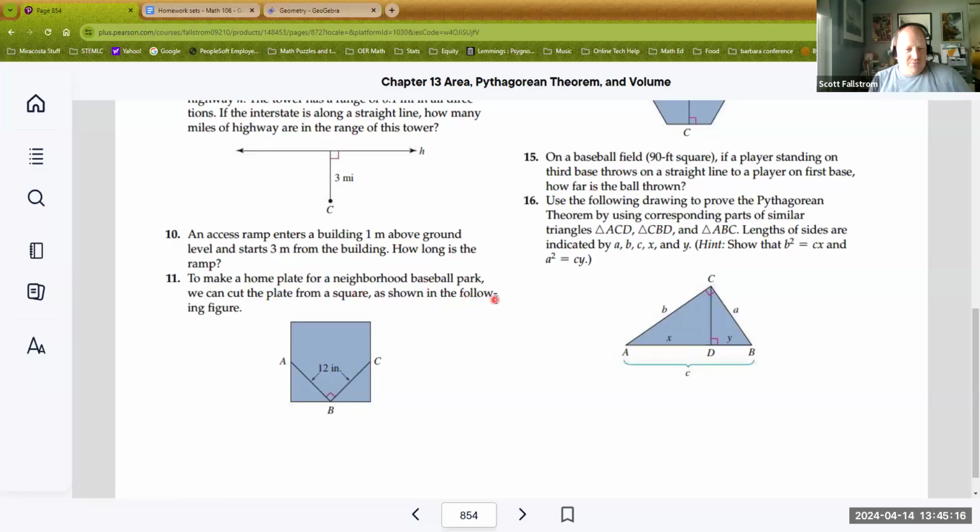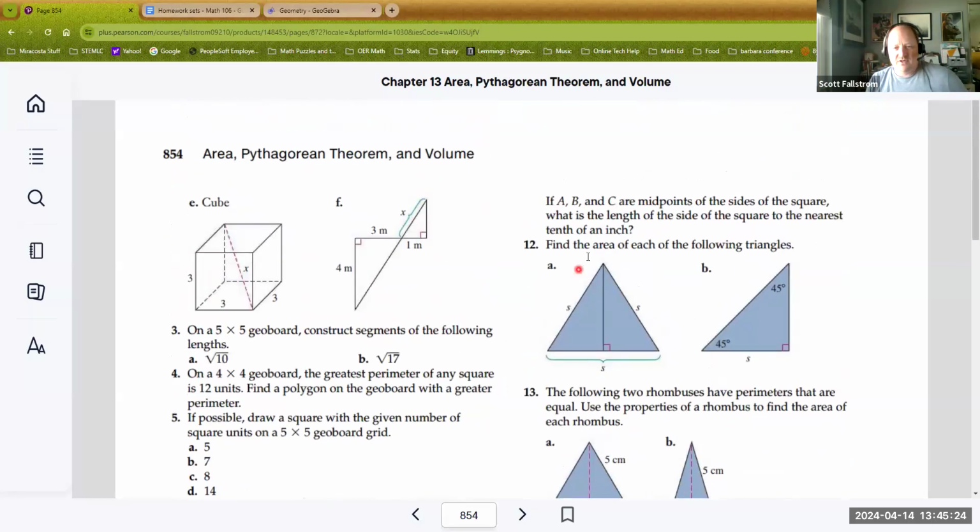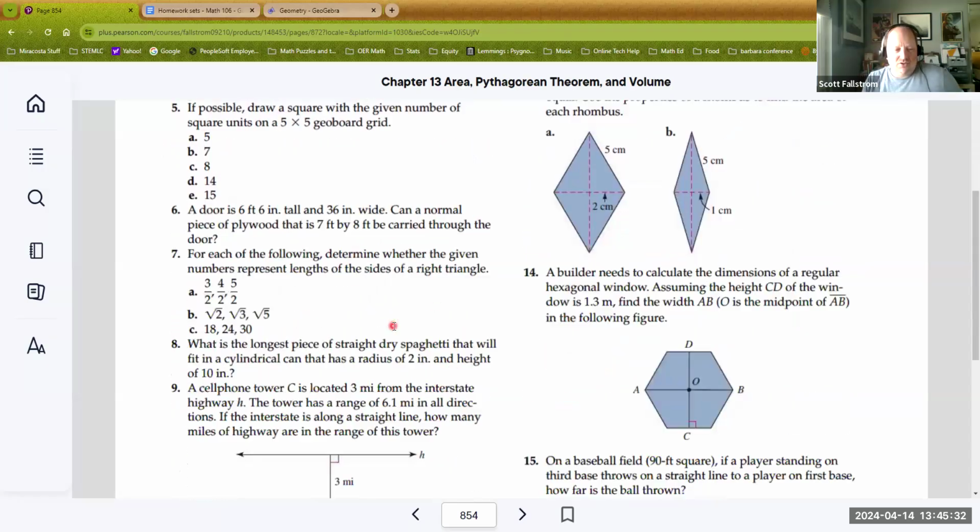To make a home plate for a neighborhood baseball park, we can cut the plate from this, shown in the following figure. Okay, those are 12 and 12. Got it? What's the question? If A, B, and C are the midpoints of the sides of the square, what is the length of the side of the square to the nearest 1/10 of an inch?